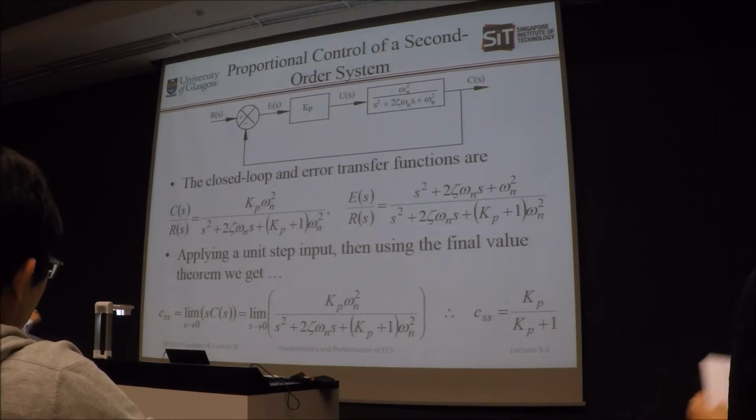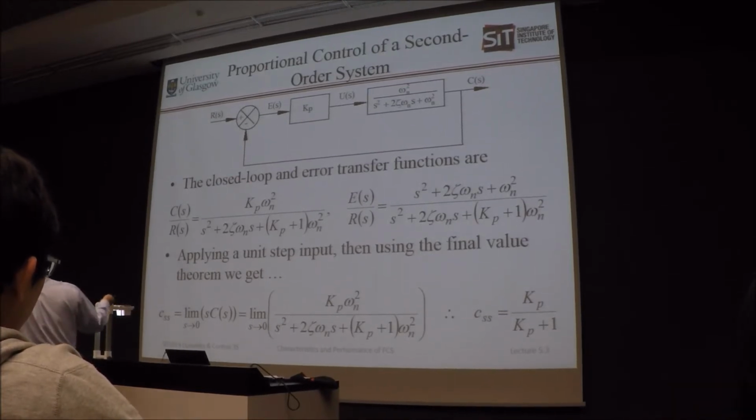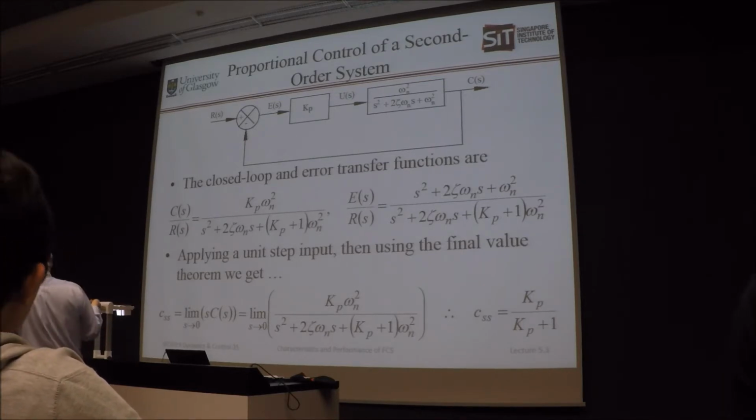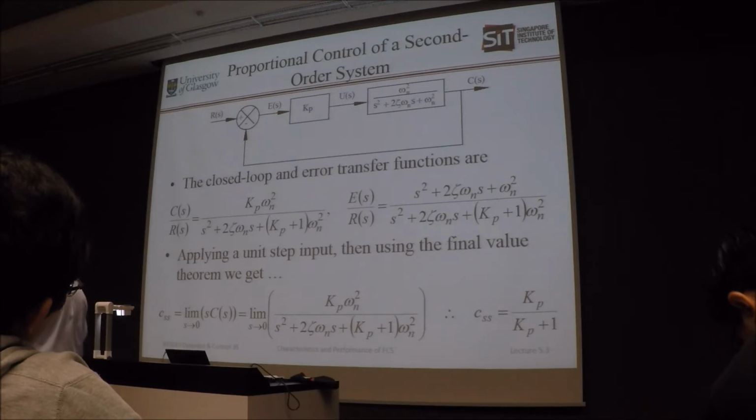In this case, we are still doing the same thing. You're given the closed loop transfer function and the error transfer function, C(s) over R(s) and E(s) over R(s). So, key thing, as I mentioned, if you were to work it out, what will be your DC gain?